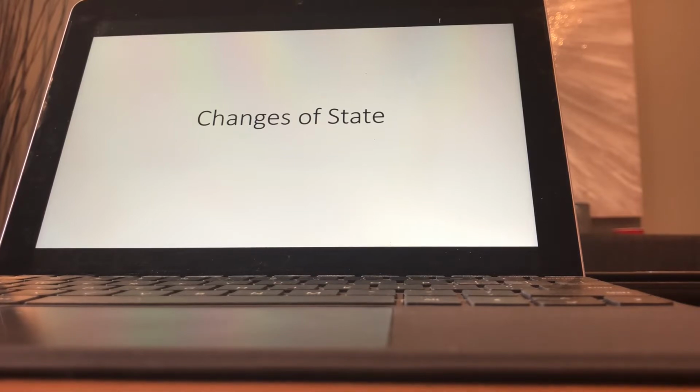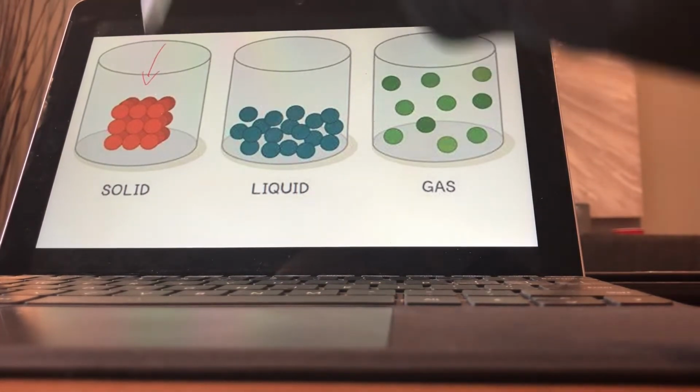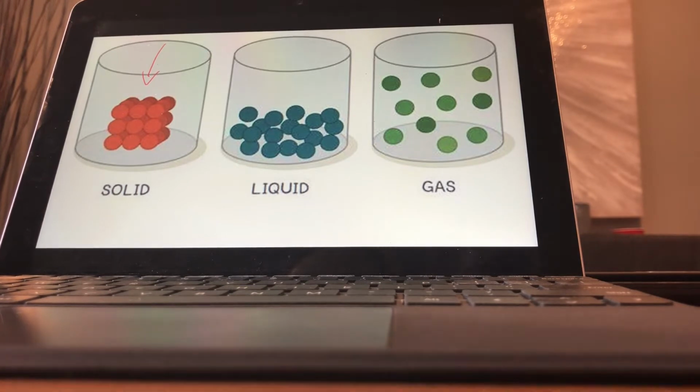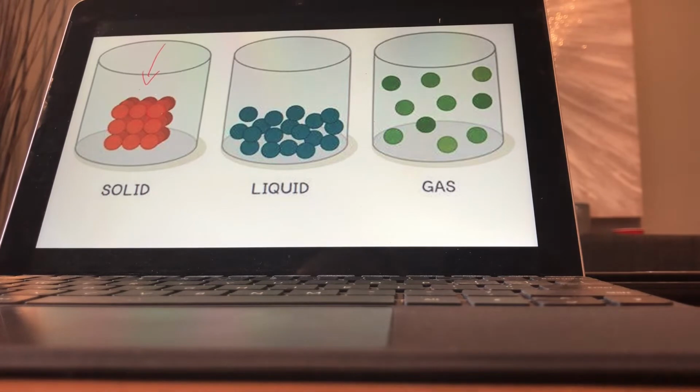So, before the break, we were talking about changes of state. If you take a look here, important to remember is that when something is in the solid phase, the particles are very, very close together. Their attractive forces are strong. And even though a solid doesn't look like it, the particles are moving slightly.